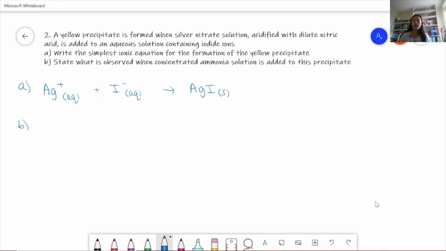So silver chloride dissolves in dilute ammonia, and then silver bromide dissolves in concentrated ammonia. And the thing to remember about silver iodide is that it does not dissolve in dilute or concentrated ammonia solution. And so the answer is that nothing will change. So there is no visible change.